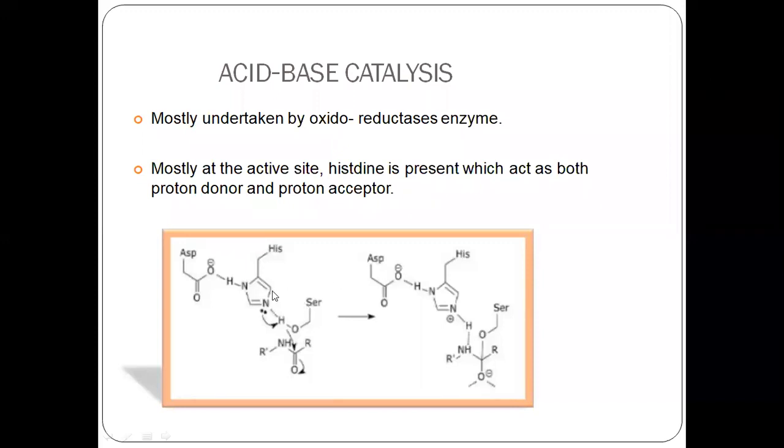histidine residue, histidine amino acid in the active site of an enzyme, then we will see this type of reaction mechanism, that is acid-base catalysis. For example, suppose an enzyme is having these residues: aspartic acid, histidine, and serine. These are the amino acids present at the active site of an enzyme.